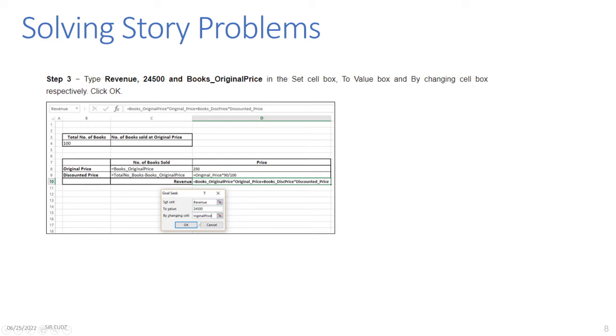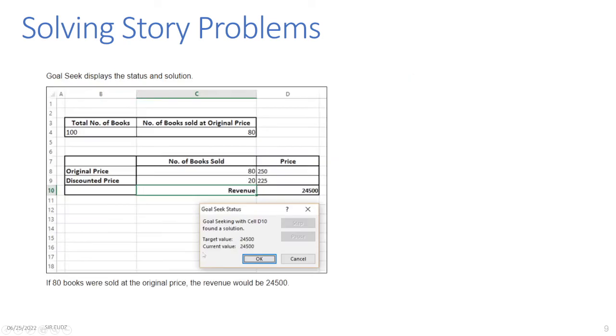So these are the values we're going to use. Then we click OK. So Goal Seek displays the status and a solution. So if 80 books were sold at the original price, the revenue would be 24,500. So the original books at original price.